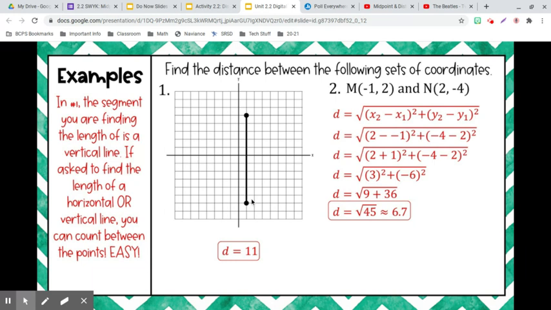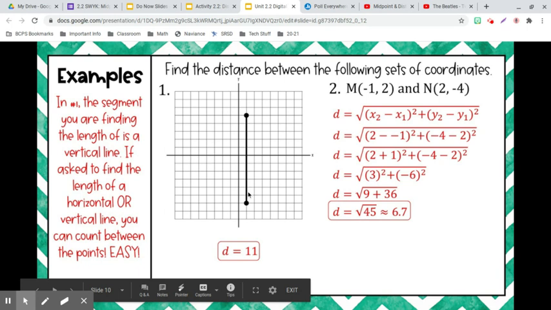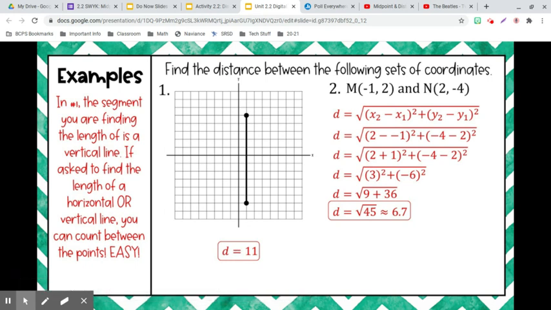So this is a vertical line, and we can count the segment pieces in between. So we have these little boxes. 1, 2, 3, 4, 5, 6, 7, 8, 9, 10, oh, I'm sorry, 11. It's 11 units long. Easy peasy lemon squeezy, that's what I think. But that only works for a perfectly horizontal line or a perfectly vertical line.